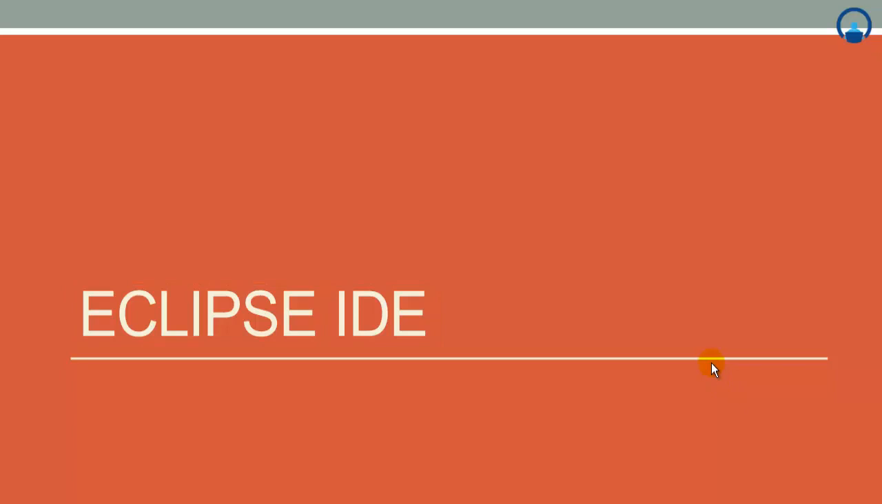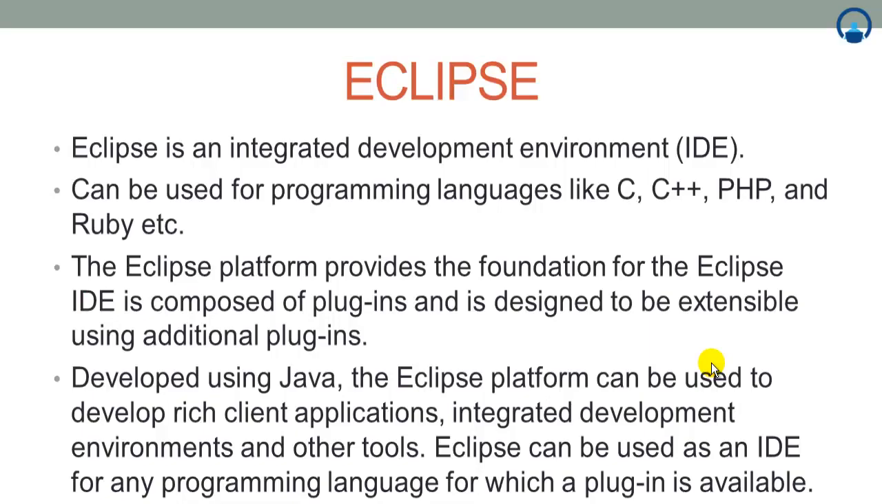So what is Eclipse IDE, what can it be used for, and how can we utilize Eclipse to the best? We'll be discussing all of this in this Eclipse tutorial. Now first of all, what is Eclipse? Eclipse is basically an integrated development environment, or IDE as it is called, and it can be used for many languages such as C, C++, PHP and Ruby, etc. And primarily it is used for the Java language.